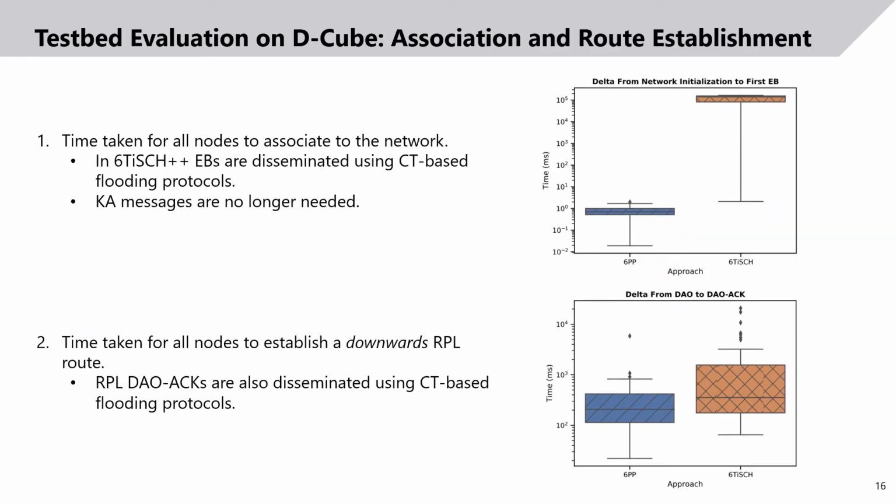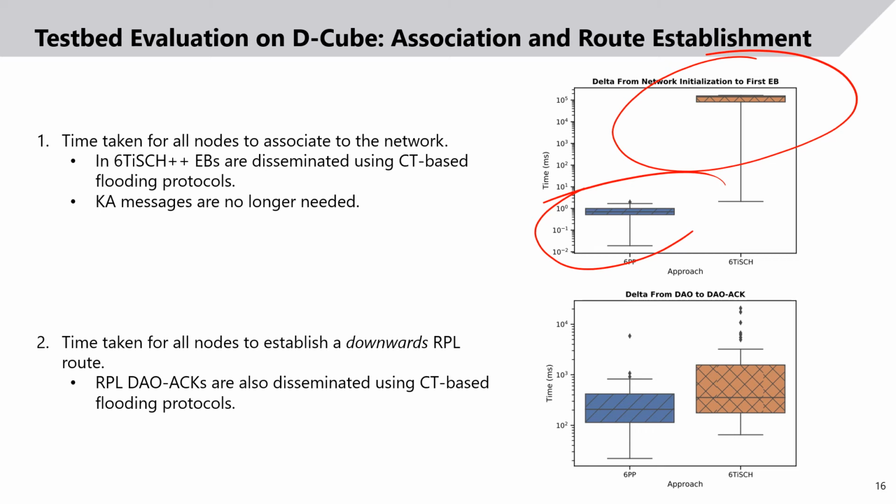So using the DCube testbed, we wanted to first of all look at two key things that 6TiSCH++ does. The first being that it sends out these enhanced beacons using the CT-based flooding protocols, and the second being that it uses the same mechanism to send out the RPL DAO ACK. Now, in the first instance, we were looking at the time taken for all nodes to associate to the network. And we can see that 6TiSCH++ is able to synchronize all the nodes within the network within a fraction of the time that the standard 6TiSCH solutions do.